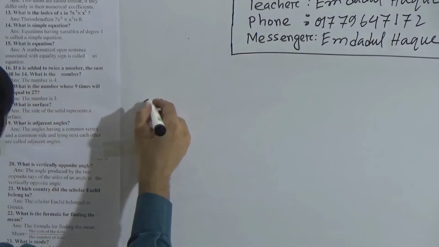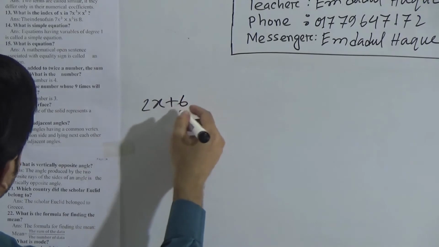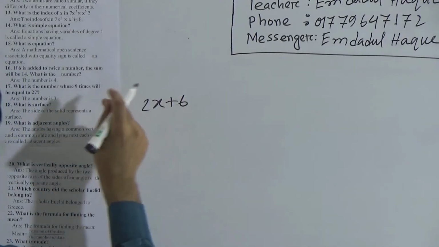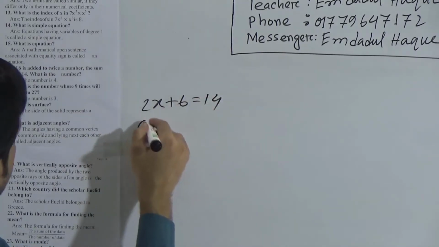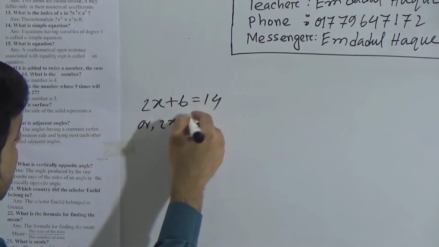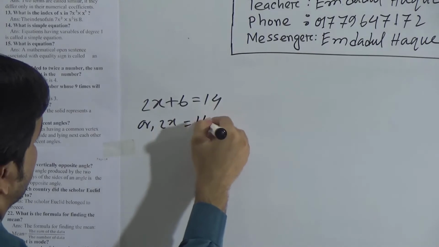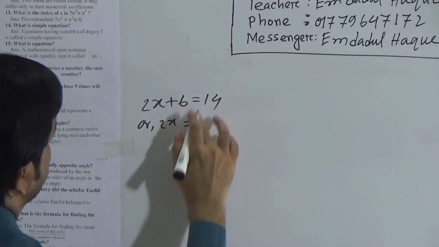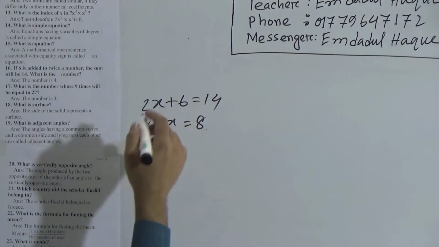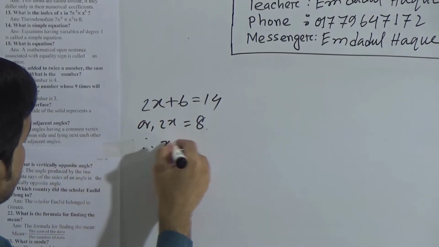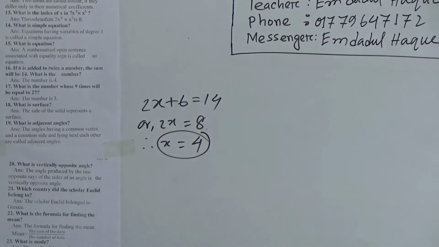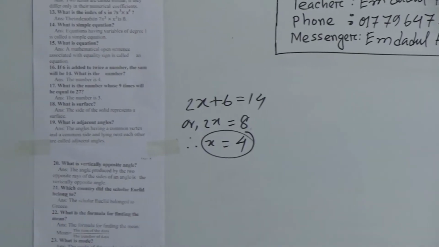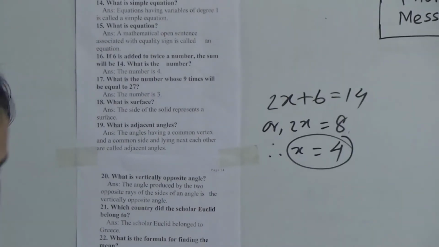And twice of x is 2x. If 6 is added to the sum, the sum will be 14. Now solve the equation, you will get 2x equal to 14 minus 6, which means you will get 8. I am doing it in short. So if we divide by 2, we will get x equal to 4. So we can say, what is the number? The number is 4, as the value of x is 4. I have shown it in short.